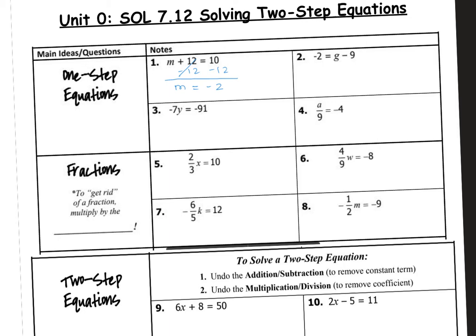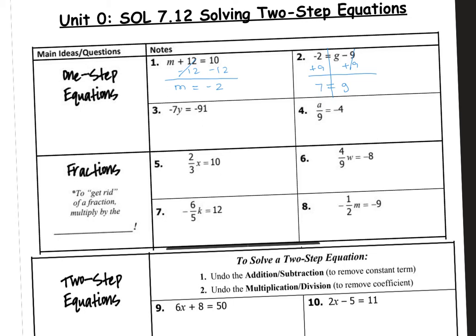Okay? For number two, we can see that our variable is now on the right, where our variable was on the left in the first one. So we have negative 2 equals g minus 9. Even though my variable is on that right side, I still want to isolate my variable. So I'm going to add 9. Something else that will help is drawing a line so you can see the difference between the two sides. Over here, my positive 9 and negative 9 cancel out. I end up with g is equal to 7.